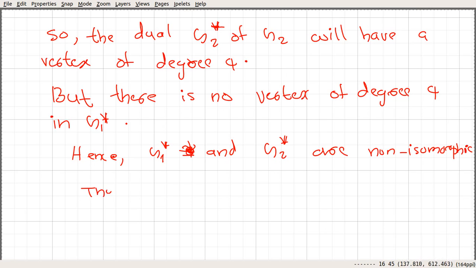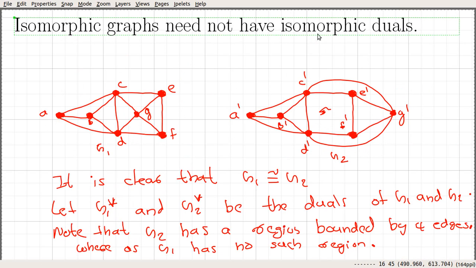And thus we have this relation. We saw G1 is isomorphic to G2, but G1 star is not isomorphic to G2 star. So isomorphic graphs need not have isomorphic duals. This particular example demonstrates that. In the next few videos we will discuss some statements related to dual graphs.